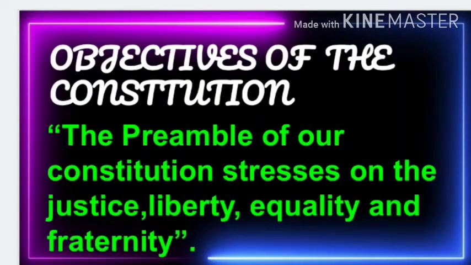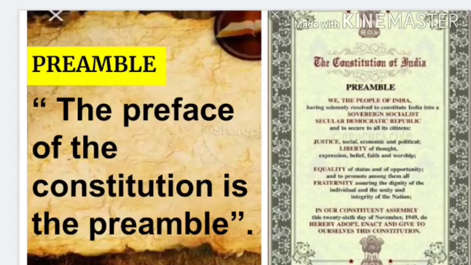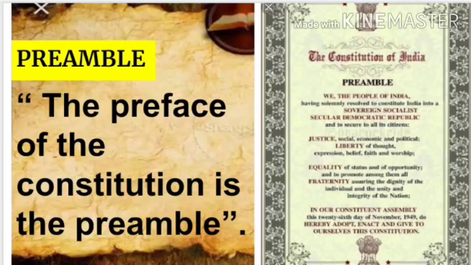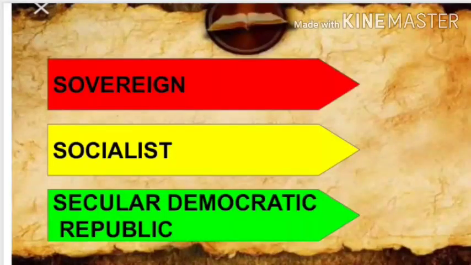Now let's see what the objectives of the Constitution are. The preamble of our Constitution stresses justice, liberty, equality and fraternity. What is meant by preamble? The preface of the constitution is the preamble. A preamble is the first step that sets something up for a constitution. According to the preamble, India is a sovereign, socialist, secular democratic republic.